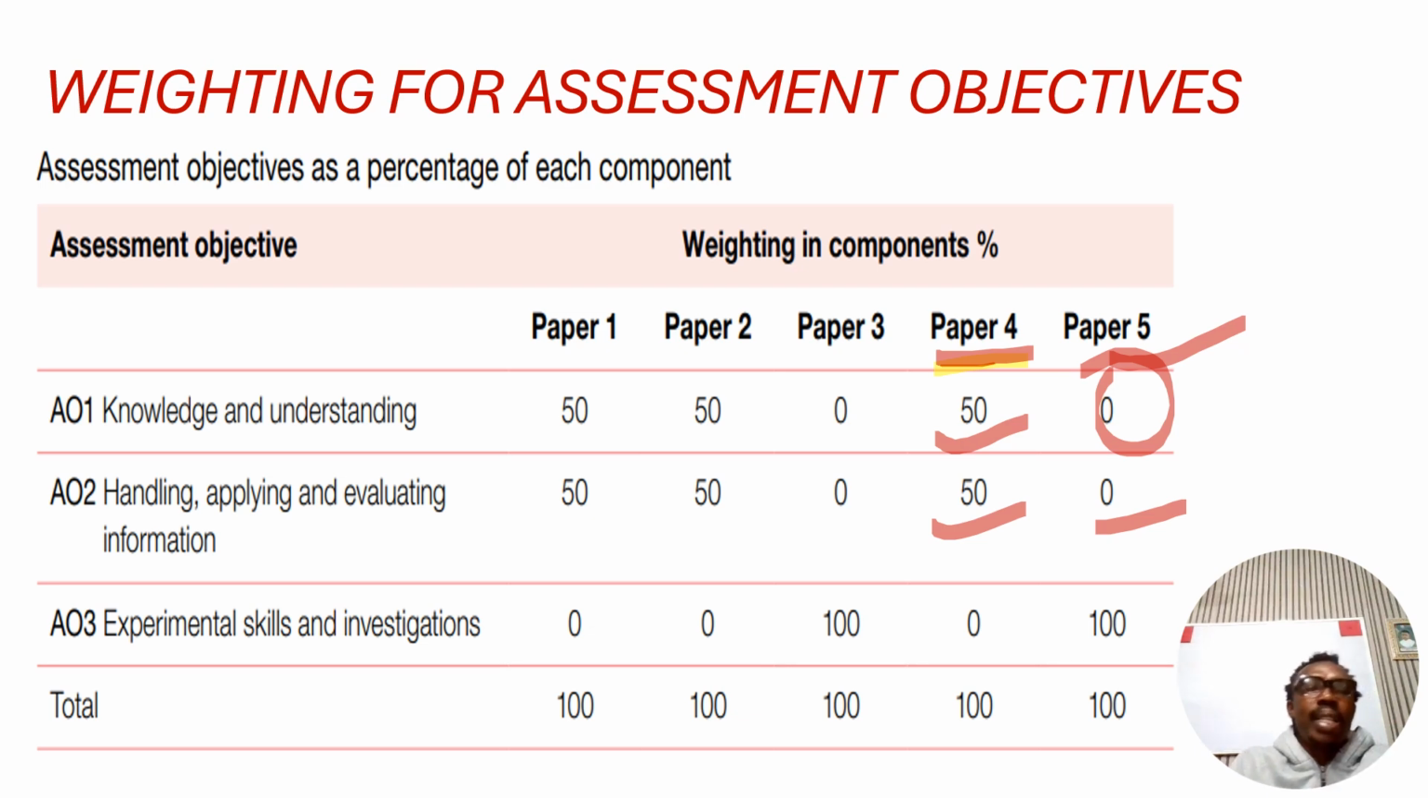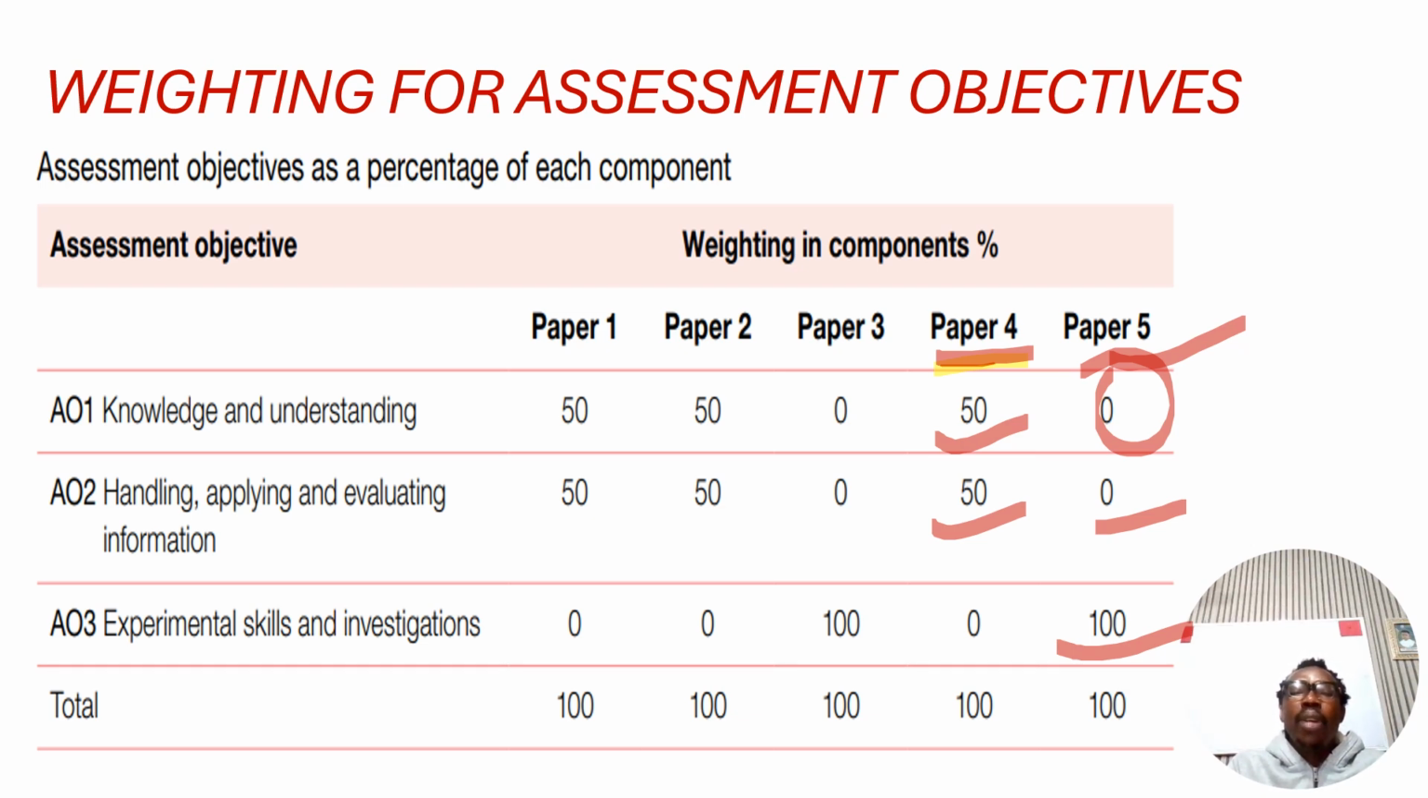Then the next one is assessment objective 3, which is experimental skills and investigation. This assessment is only tested in paper 5 and is not tested in paper 4. So experimental skills and investigation is only tested in paper 5 and is not tested in paper 4. So please, I want us to take note of that. For A2, it's only tested in paper 5, but it's not tested in paper 4.